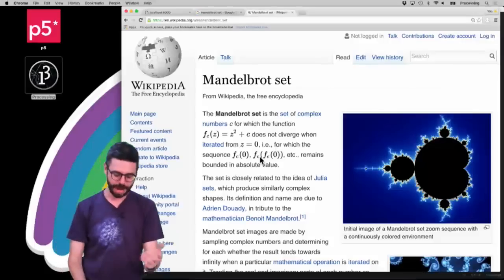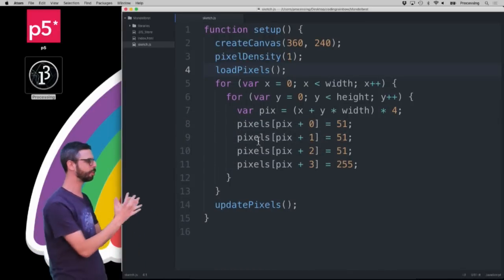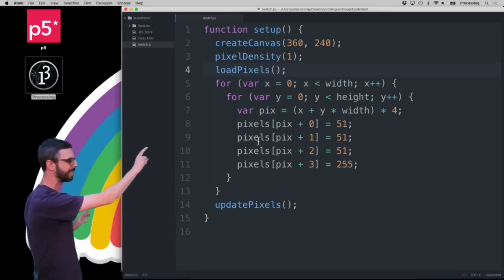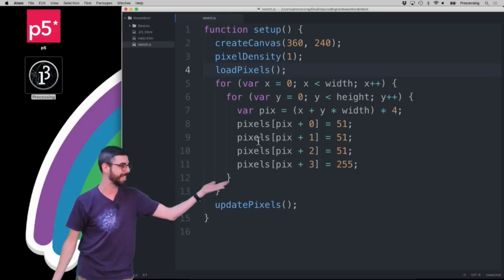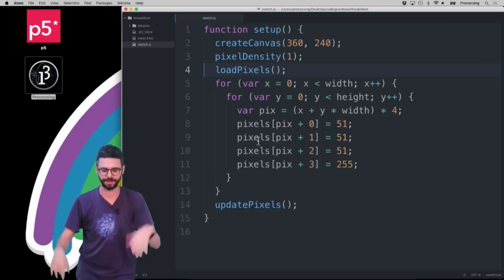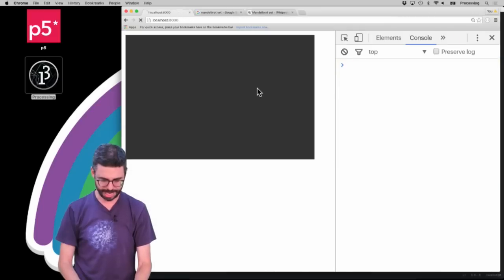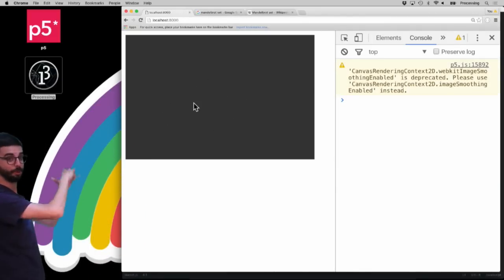OK, so let's go to the code. Now, I have a sort of empty p5.js sketch here. This is some JavaScript code. It's just a basic skeleton. The only thing that it's doing is looking at every single x value and every single y value and setting its pixel to a grayscale value of 51. So I'm going to take a look at that. It's right here. There we go. There's my gray window.